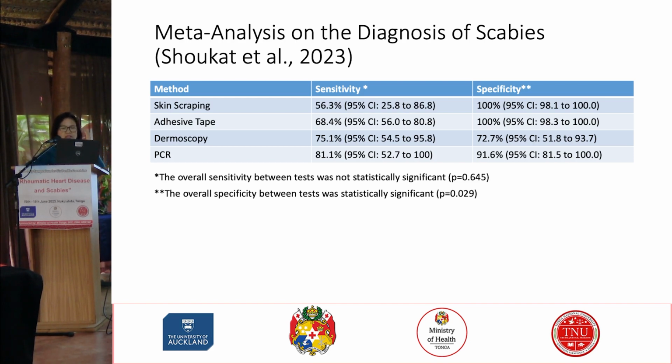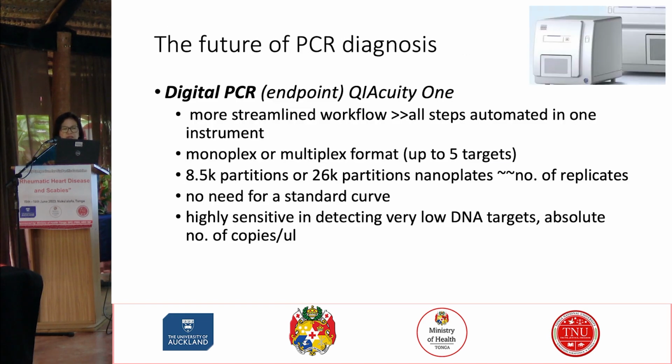And they found that average sensitivity is higher as you go through all the methods down to PCR, at a sensitivity of 81%, and specificity is comparable. Having said that, we're thinking of how else we can improve our PCR diagnosis, because in the real scenario, you will have a very low level of mite material that we can put in the PCR machine.